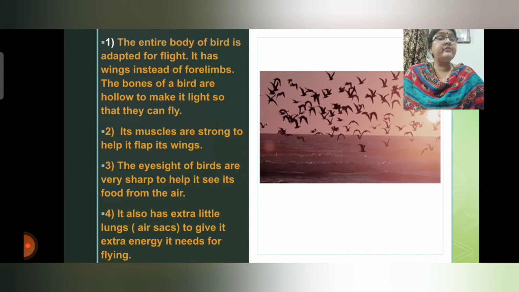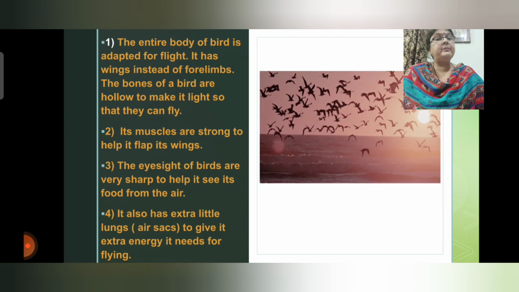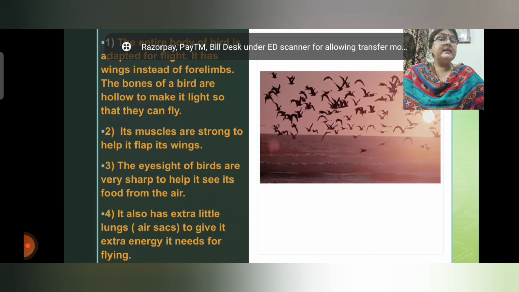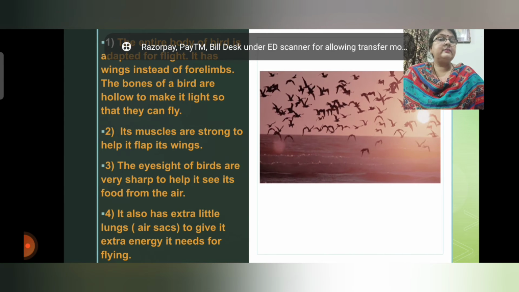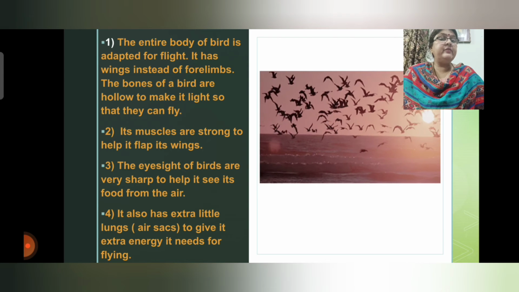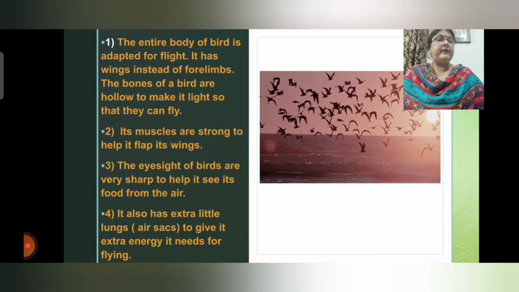The eyesight of birds is very sharp to help them see their food from the air. The next point is that it also has extra little lungs, which work for them like extra energy it needs for flying.